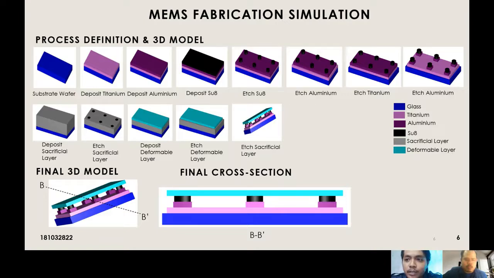Firstly, we substrate the wafer. The wafer we use is glass, and secondly the process is deposit titanium. Third is deposit aluminium, deposit SU8, etching aluminium, etching titanium, etching aluminium, deposit sacrificial layer, etching sacrificial layer, deposit deformable layer, etching deformable layer, and lastly we etch the sacrificial layer.